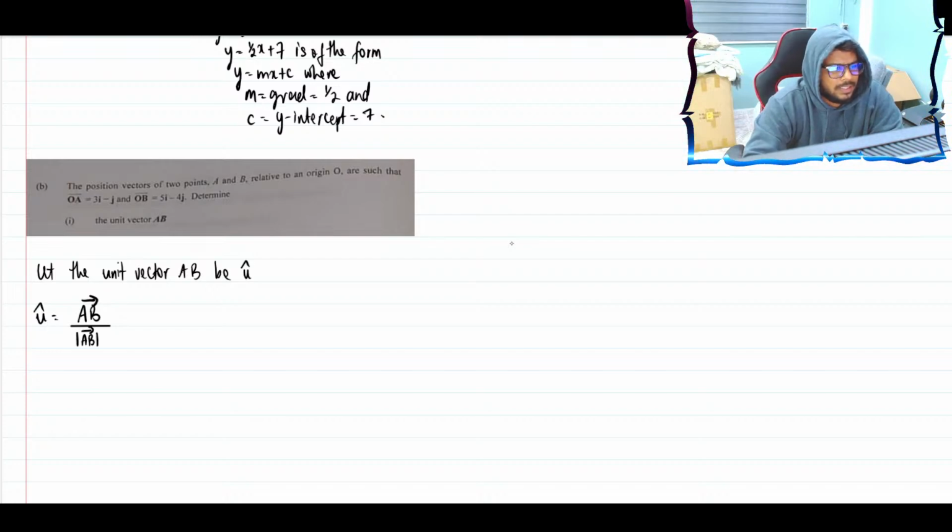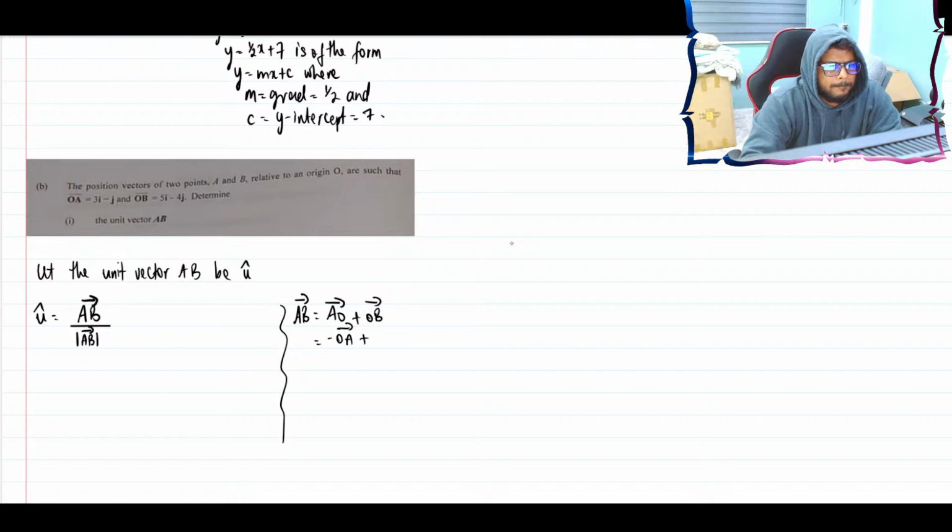Now the first thing is to get AB. Jump in the working column. AB is AO plus OB, which is minus OA plus OB. If you want to leave it in IJ form, you could go ahead. If you want to turn it into column vector form, you could go ahead. 3 minus 1 plus 5 minus 4. Minus 3 plus 5 is 2, and 1 minus 4 is minus 3.